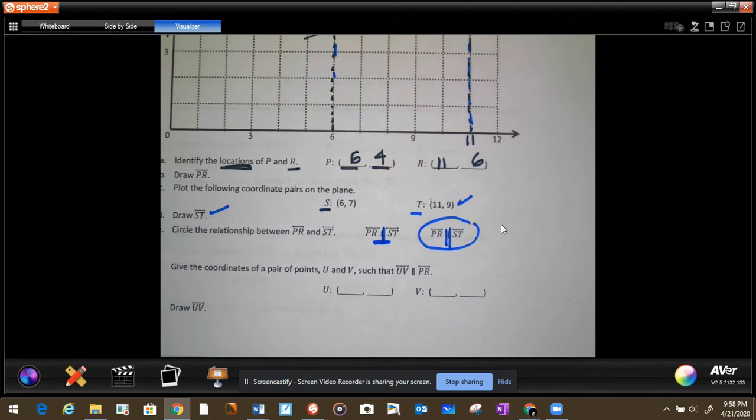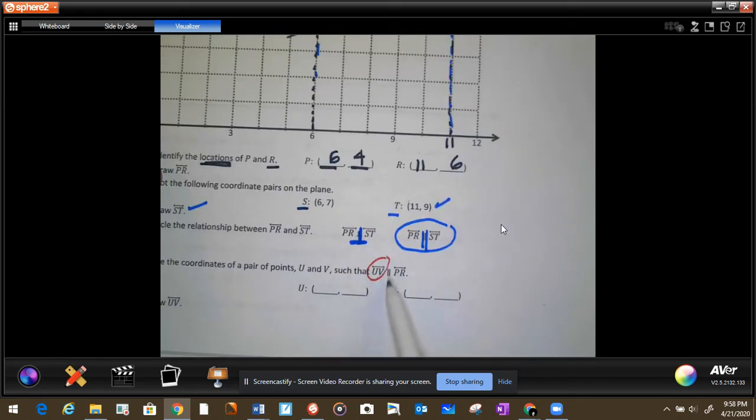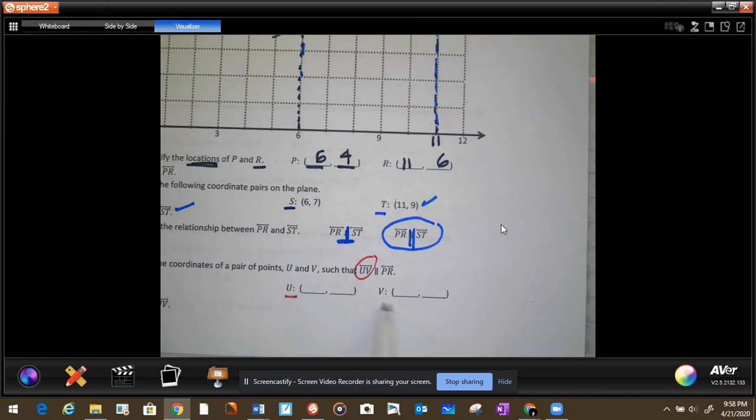Next task. It says give the coordinates of a pair of points U and V such that segment UV is parallel to segment PR. Okay, so this is the PR segment. So we have to make a segment UV and it has to be parallel to PR. So we have 2 points to do. If you can see on the bottom right here, we have to find the location of U and V, which make the segment UV.